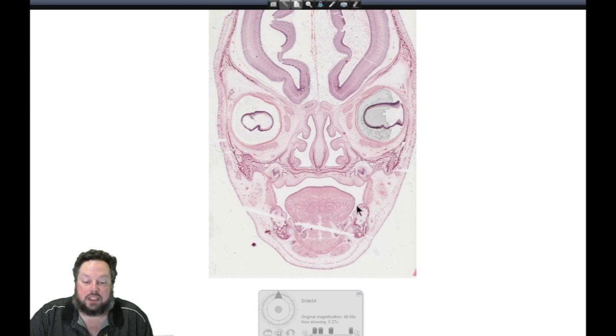So here's the developing tongue. So here's the developing maxilla, and then the developing mandible will be down here. So we'll be looking in these regions for the developing teeth. It's a really fascinating slide because it gives us so many different things to look at along the way.